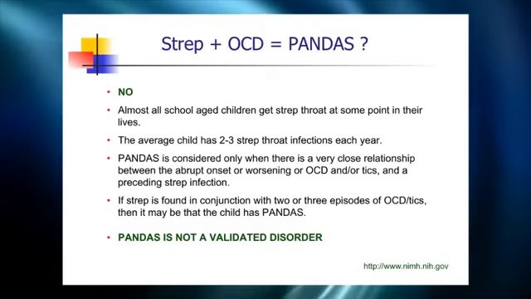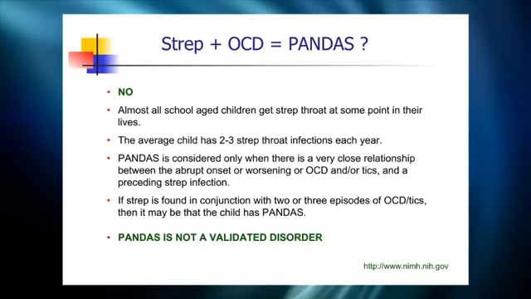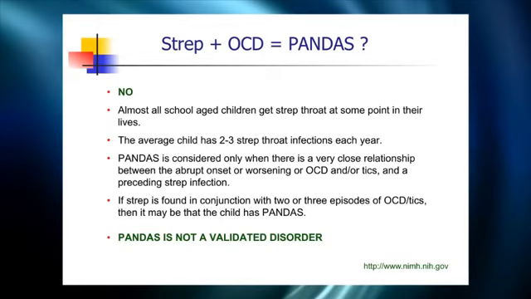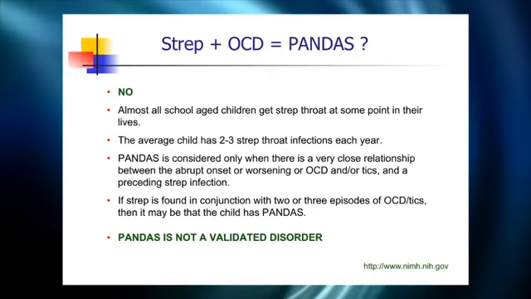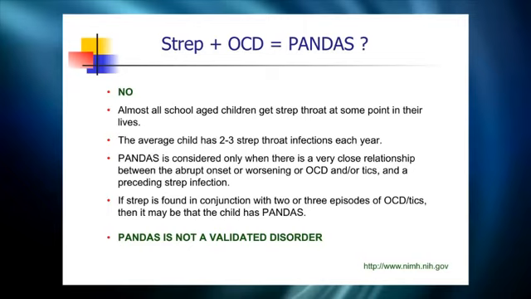Almost all kids get strep throat at some point in their lives, so it's not uncommon to find a positive strep titer in children. The average child has 2 to 3 strep throat infections a year. So the chances are that you are going to find kids with OCD who have strep infections. That doesn't mean that their OCD was PANDAS related or was strep exacerbated or induced.